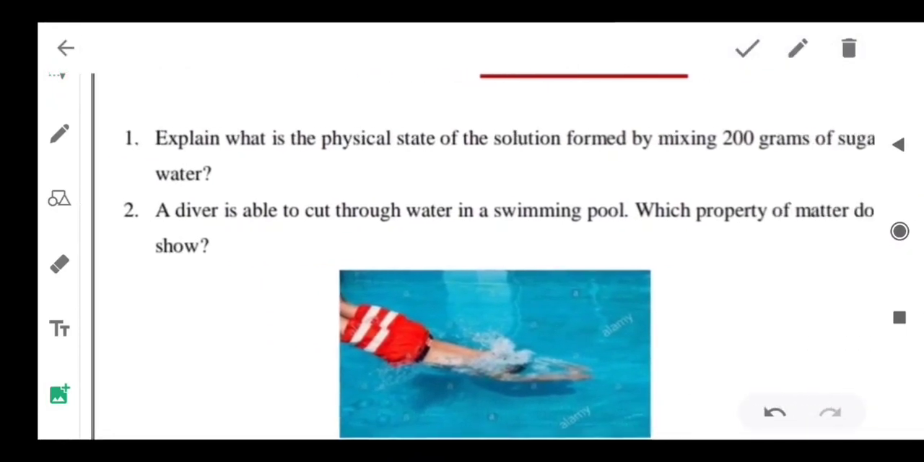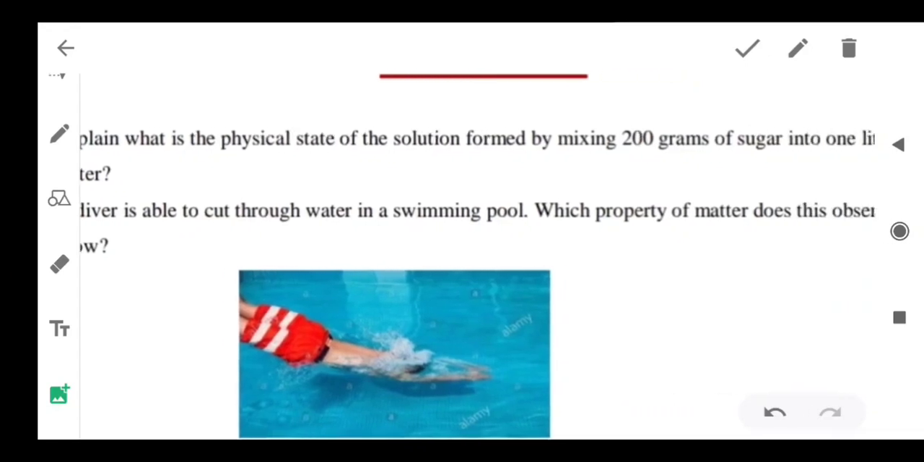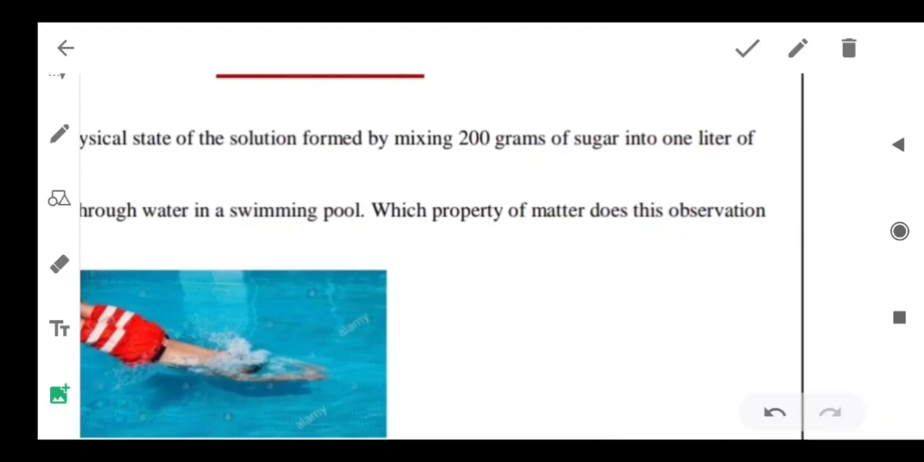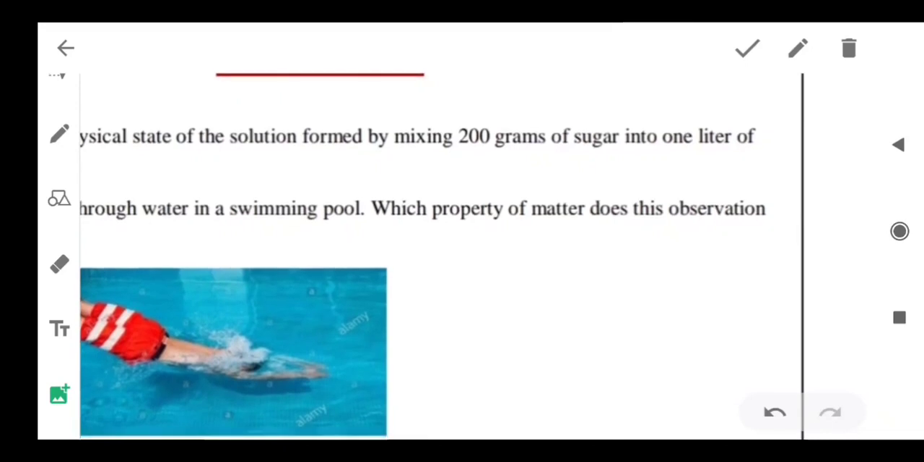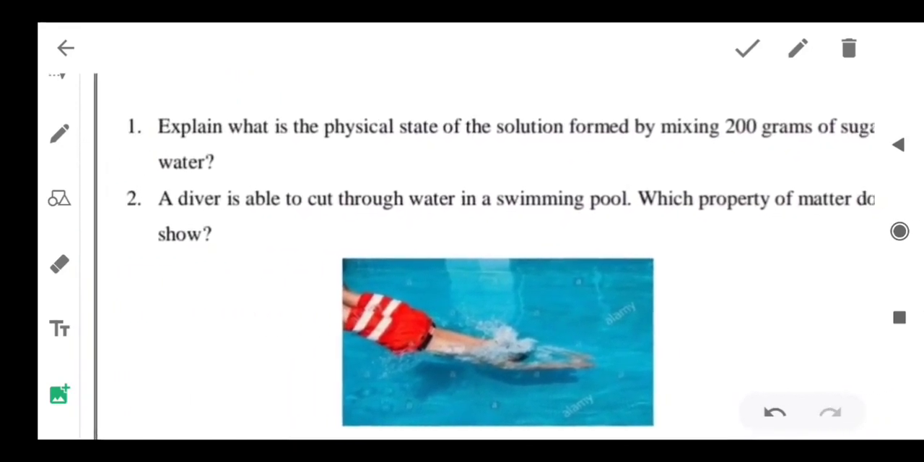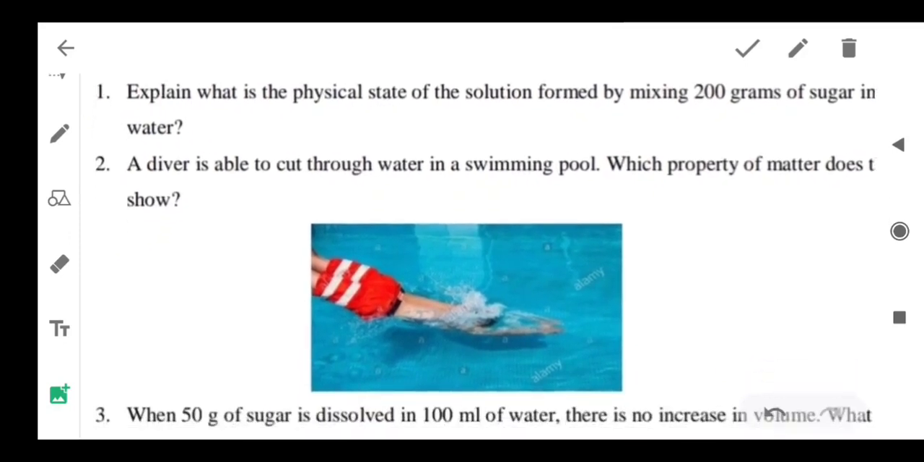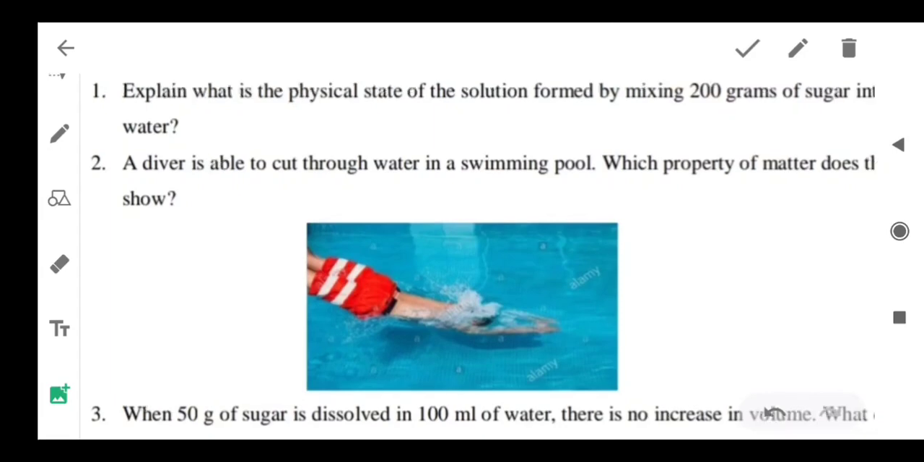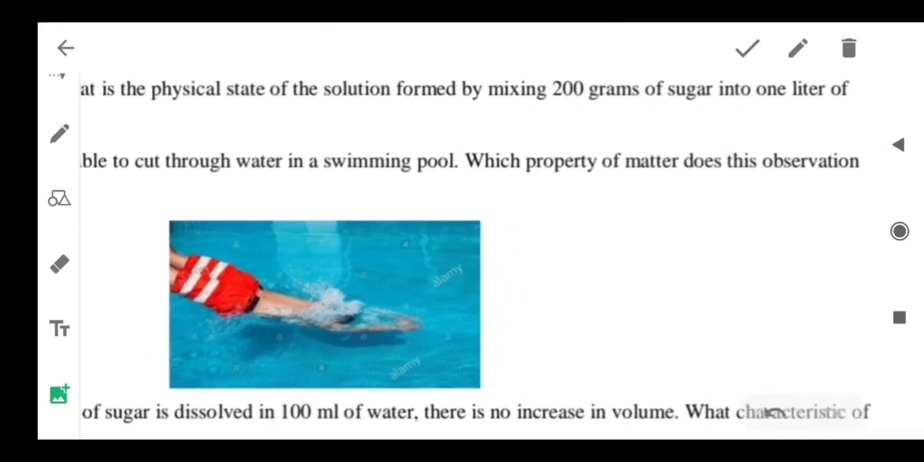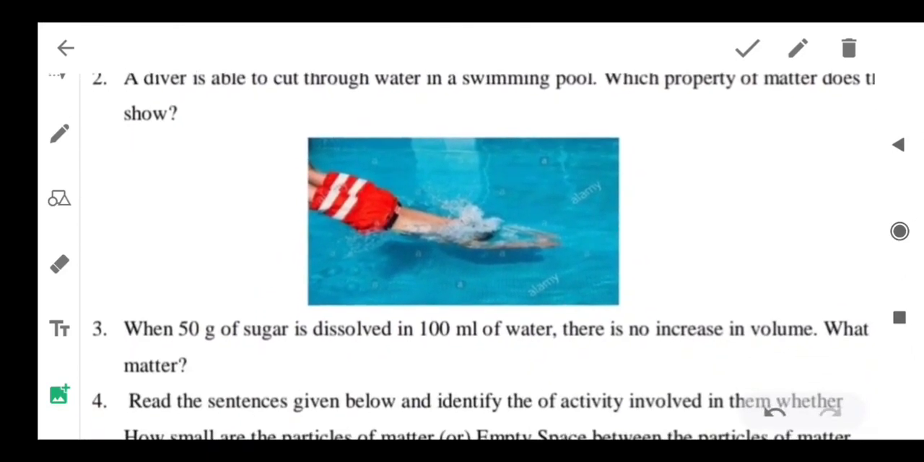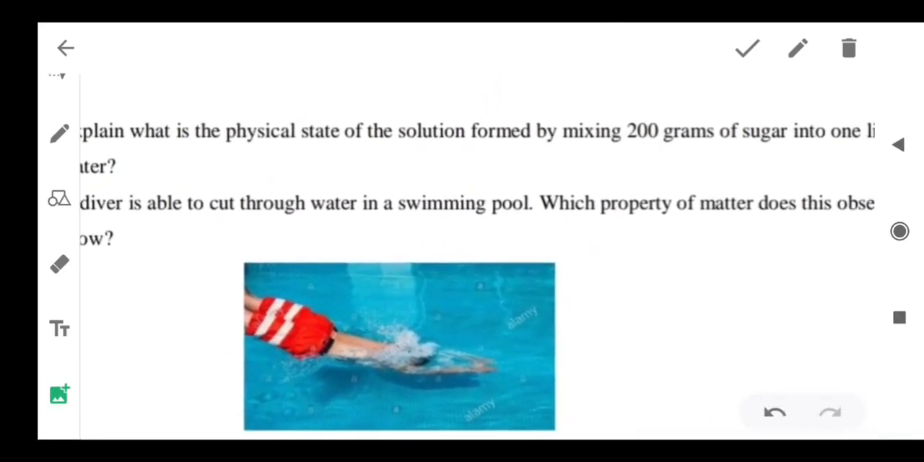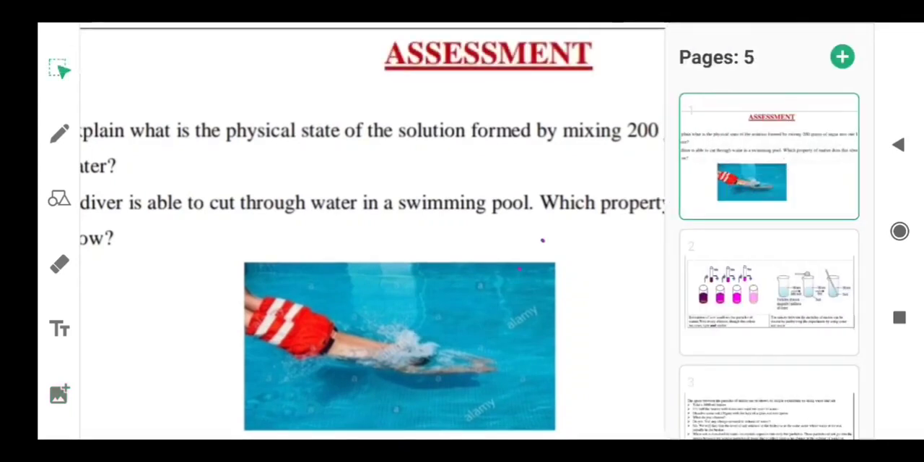In this worksheet the first question is: explain what is the physical state of the solution formed by mixing 200 grams of sugar into 1 liter of water. And the second one: a diver is able to cut through water in a swimming pool. Which property of matter does this observation show? So, all these questions are related to two properties of matter.